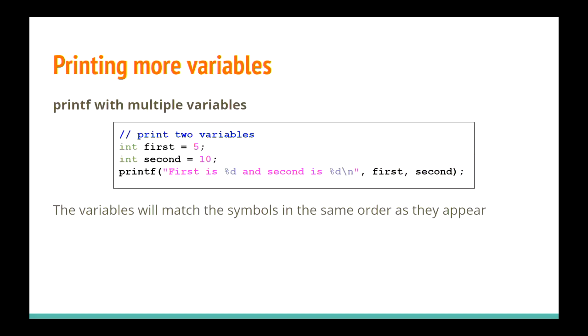If we're going to print more than one variable at a time, it matches them up in order. So if I have 2 numbers there, and then I have 2 %d symbols in this printf, then I'm going to need 2 variables afterwards, and we just separate them by commas there, and we say print this one, then print this one.